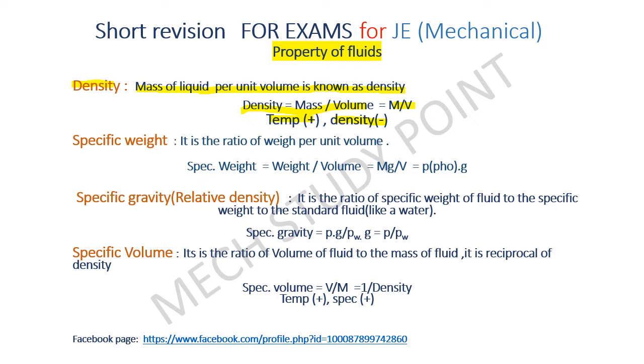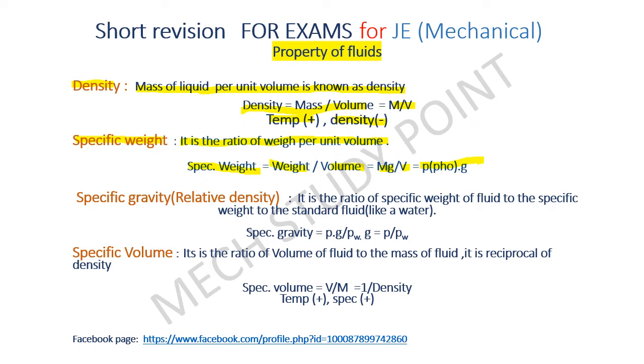The next property is specific weight. It is the ratio of weight per unit volume. So specific weight is equal to mg upon V, where V is the volume. So we finally get the formula rho g.